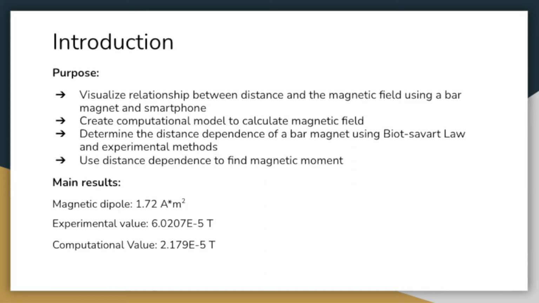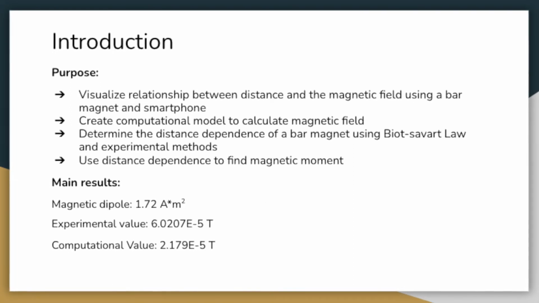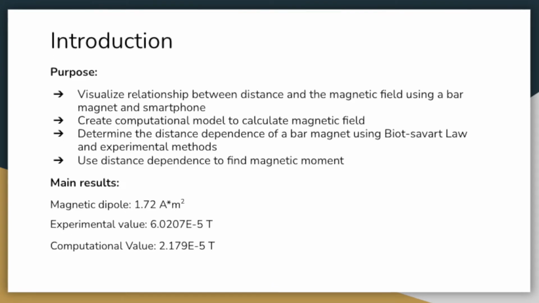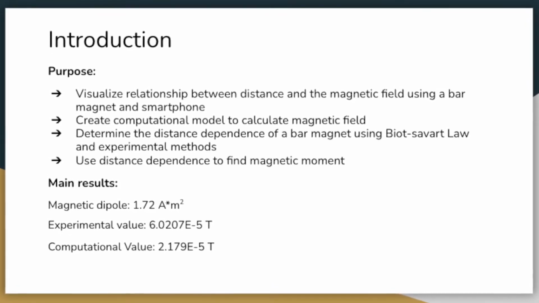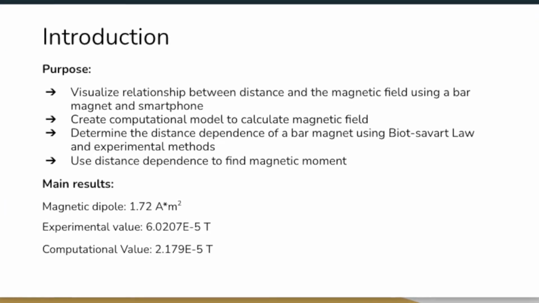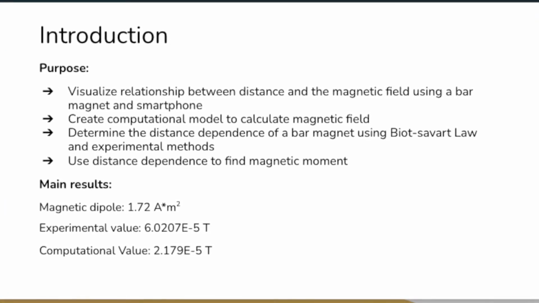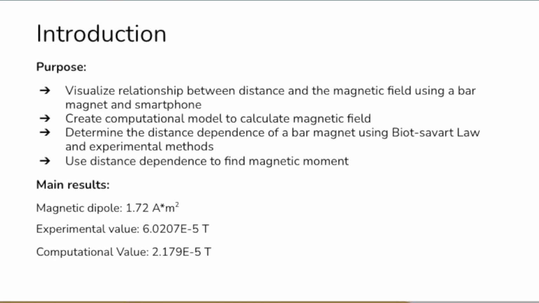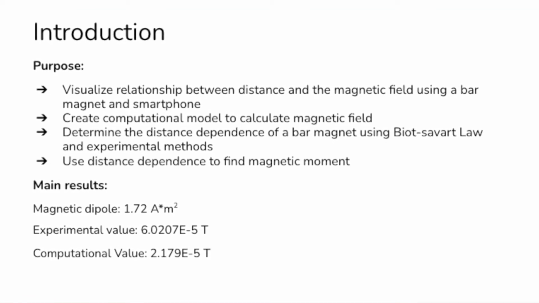The main purpose of this lab is to visualize the relationship between distance and magnetic field using a bar magnet and a smartphone. We're also going to create a computational model to calculate the magnetic field and determine the distance dependence of a bar magnet using the Biot-Savart law and experimental methods. We can use this distance dependence to find the magnetic moment.